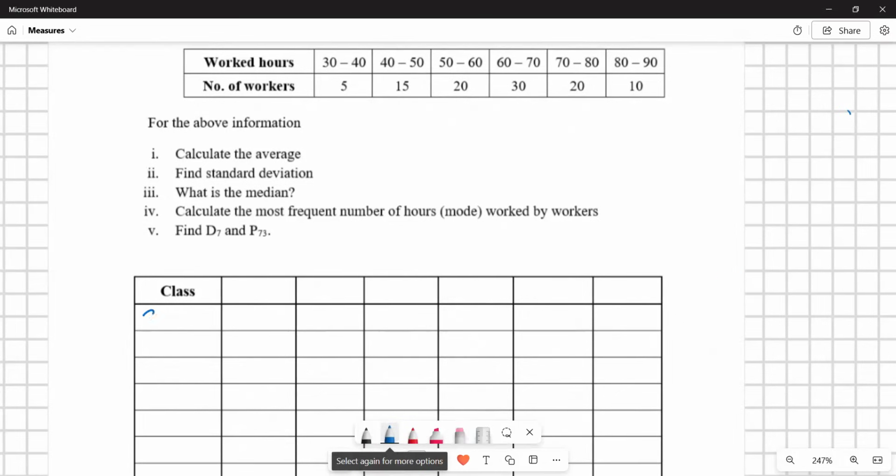are provided like this: 30, 40, 40, 50, 50, 60, 60, 70, 70, 80, 80, 90. Number of workers. This denoted technical term is frequency.